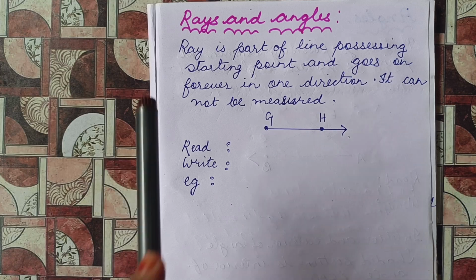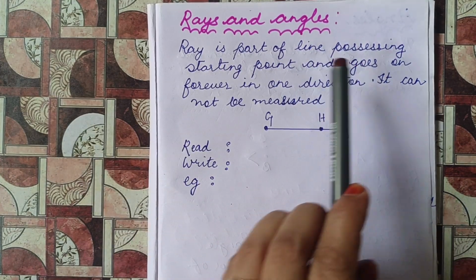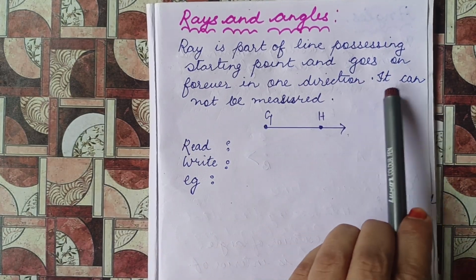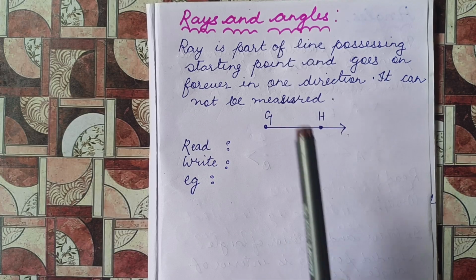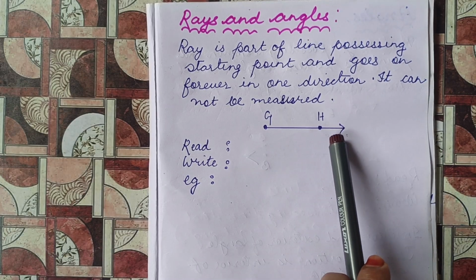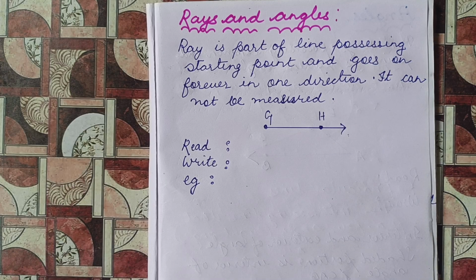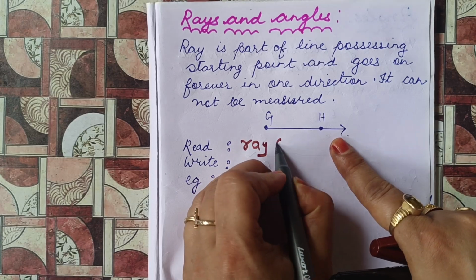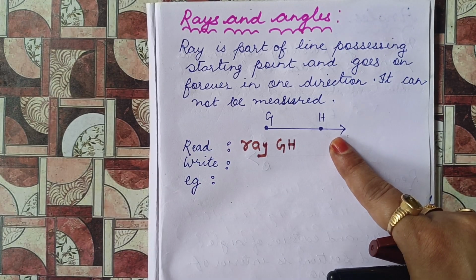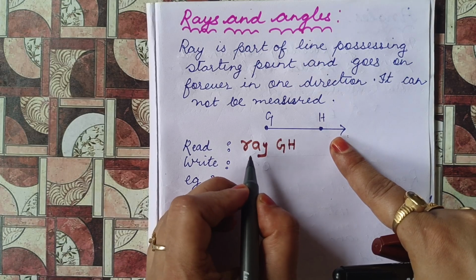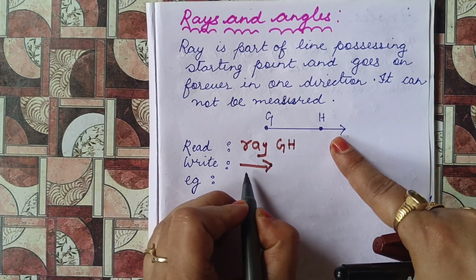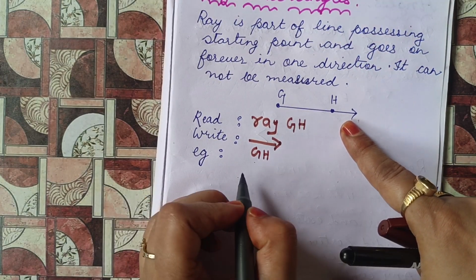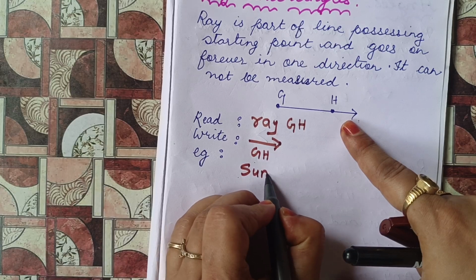What is a ray? A ray is a part of a line possessing a starting point and goes on forever in one direction. It cannot be measured. Now this is an example of ray. We will read it as ray GH, and we will write it as ray GH. Now example of rays will be sun rays and flashlight.